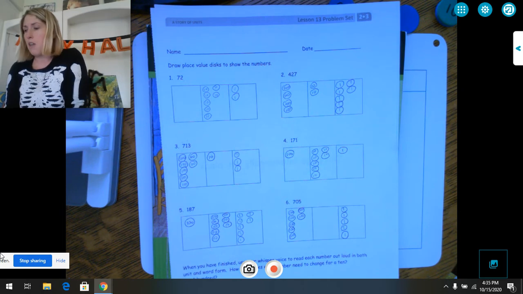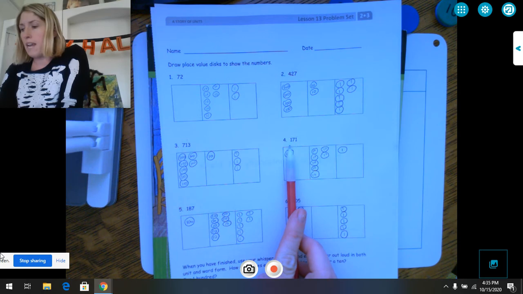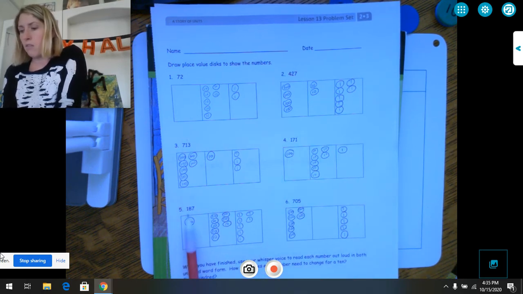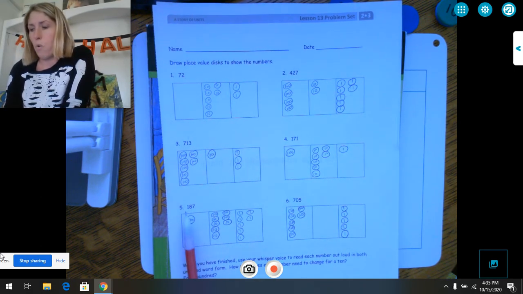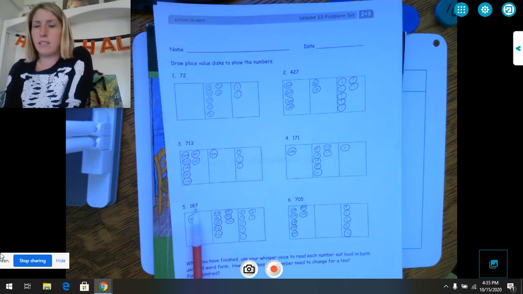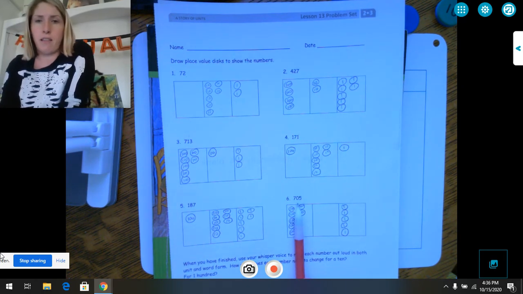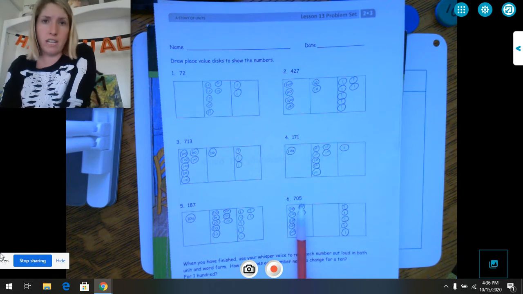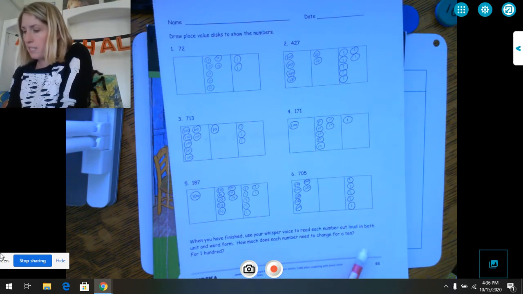Okay, number 4, 171. Let's say it in unit form together. 1 hundred, 7 tens, 1 one. This number, read this number out loud. 187. 1 hundred, 8 tens, 7 ones is the unit form. Okay, and the last one, 705. Let's say that in unit form. So we have 7 hundreds, 5 ones. Perfect.